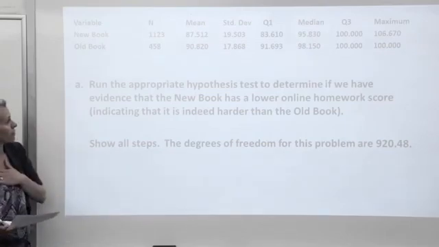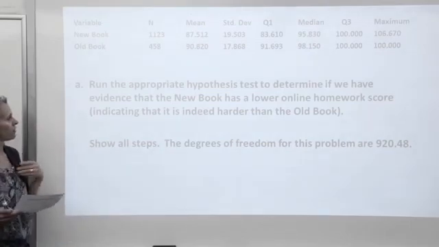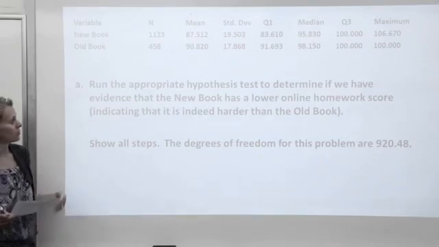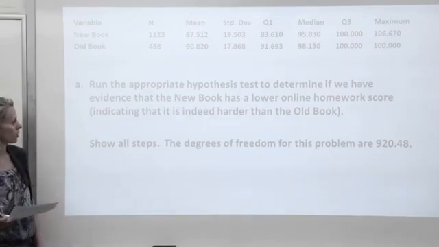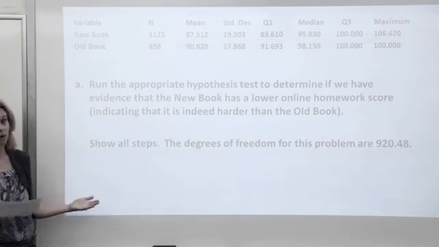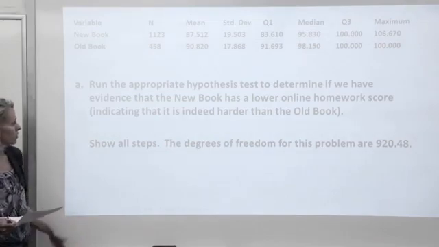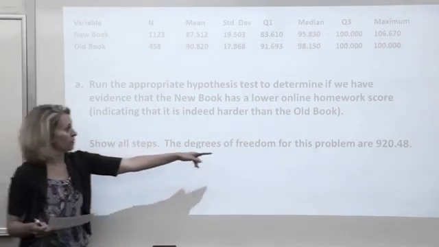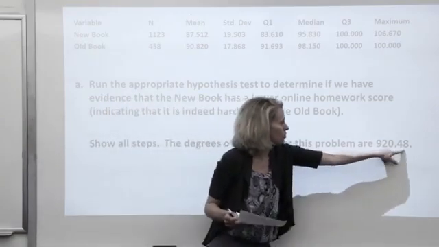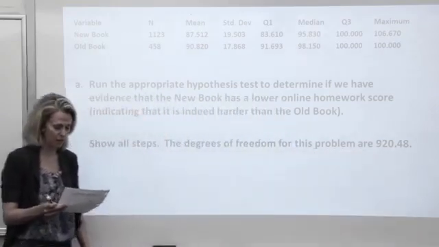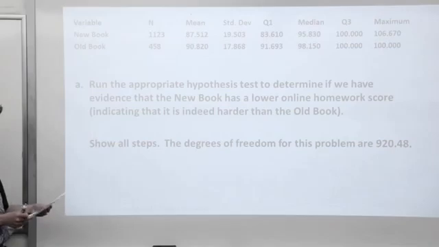Run the appropriate hypothesis test to determine if we have evidence that the new book has a lower online homework score, indicating that it is indeed harder than the old book. Show all the steps. The degrees of freedom have been provided for us. We will use 920.48.